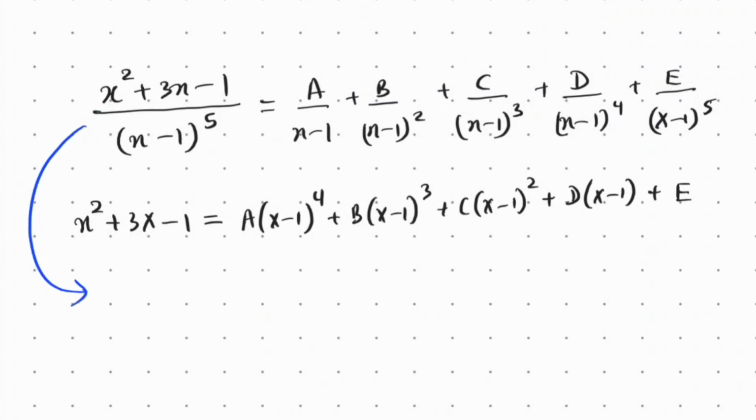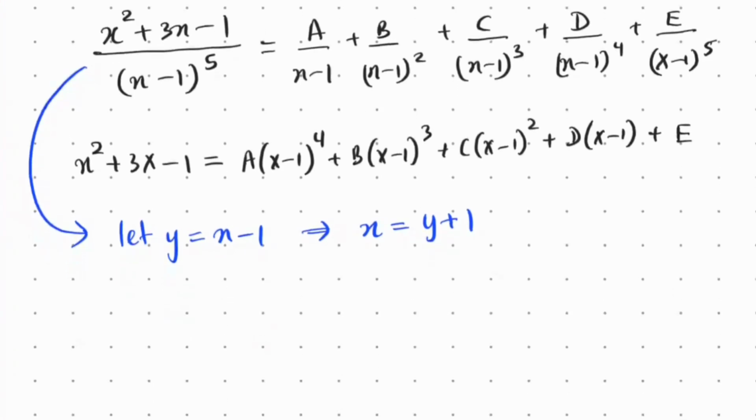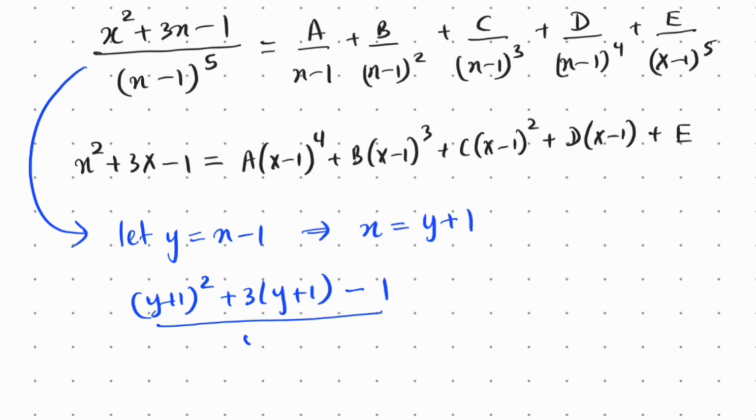The way to do this is to substitute, say, let y is equal to x - 1. What this does is, now we can rewrite x as y + 1. And if you substitute now, instead of x, I'm going to put y + 1, whole thing squared, plus 3 times (y + 1) minus 1, divided by, our x - 1 was y, so this is going to be y to the power 5.